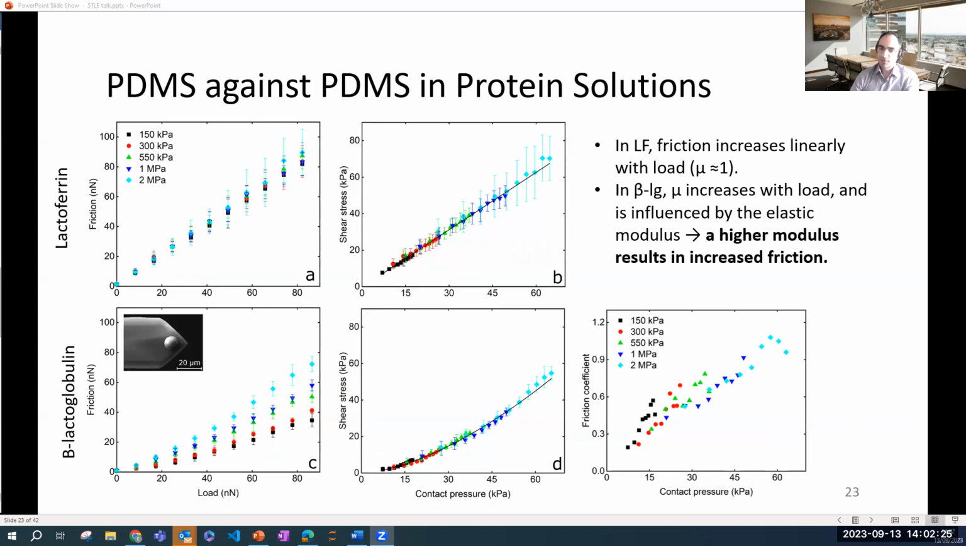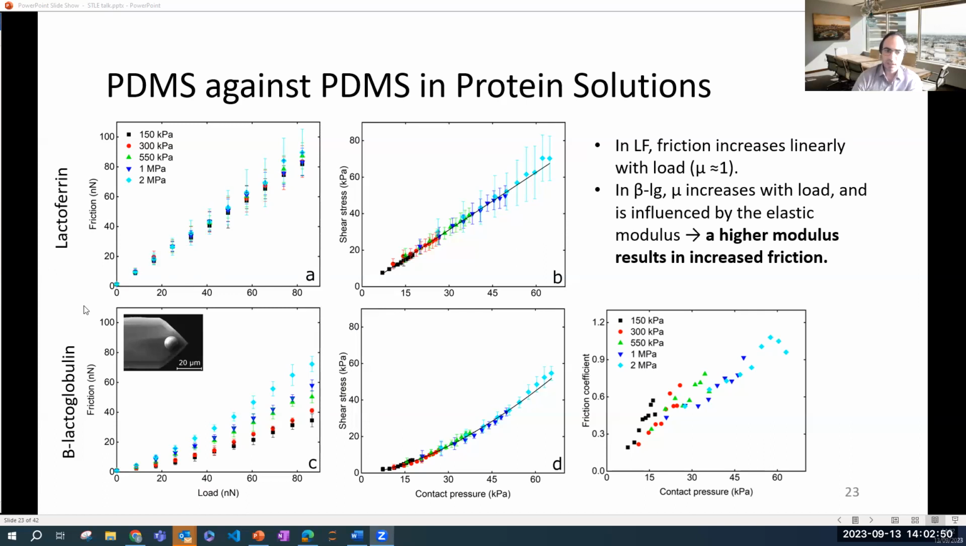So having examined friction with a hard probe, we move to a softer probe, a PDMS probe, and we measure friction between PDMS and PDMS in protein environment. When we tried to do PDMS versus PDMS in buffer, we had very large adhesion and we couldn't continue, so I don't have this data.